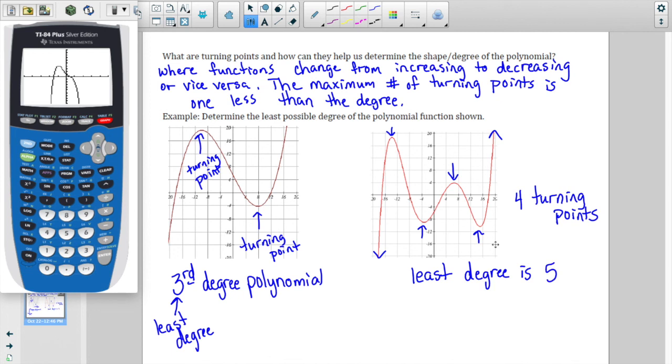So that means it can't be a 3rd degree polynomial because it has too many turning points. The least it could be is the 5th degree. It could be a 7th degree. But again, that's the least.